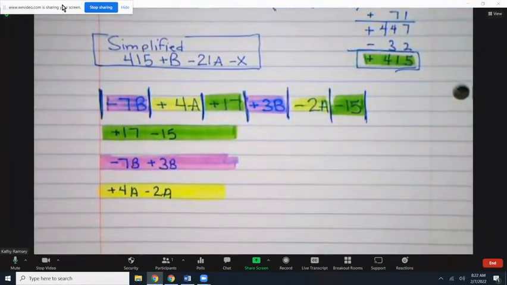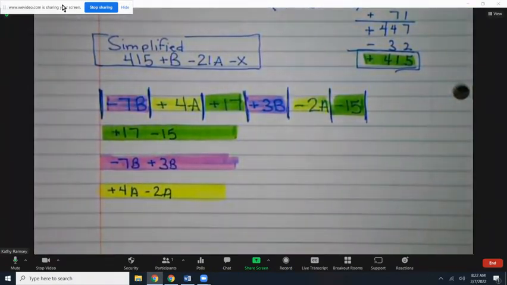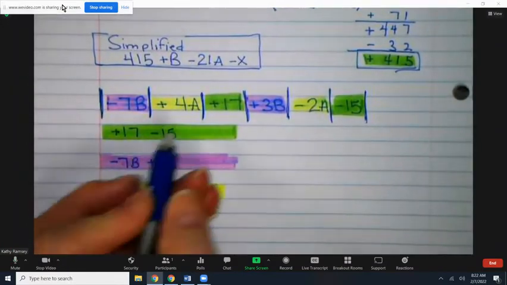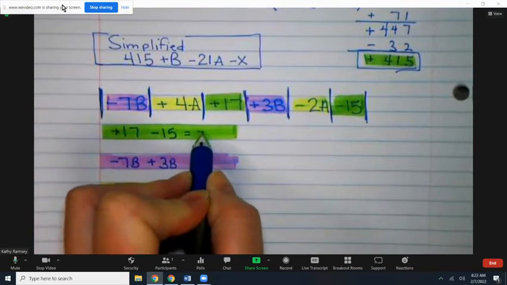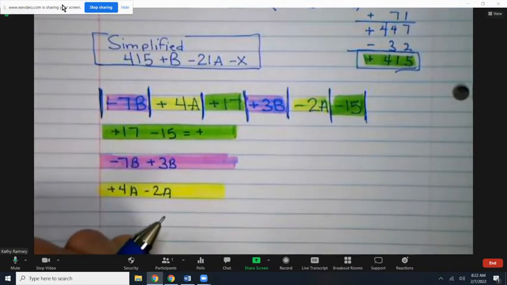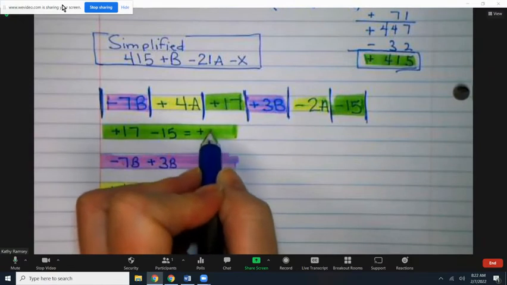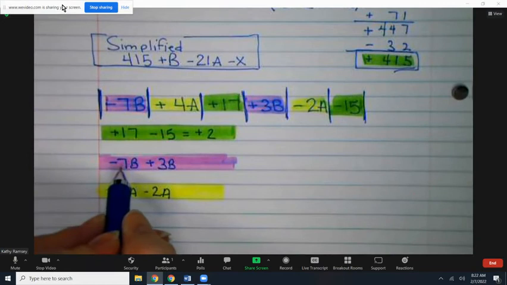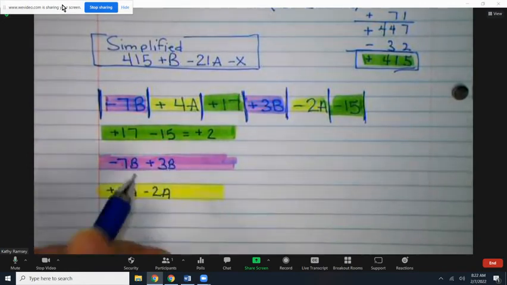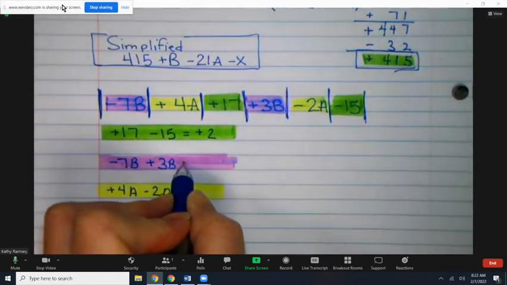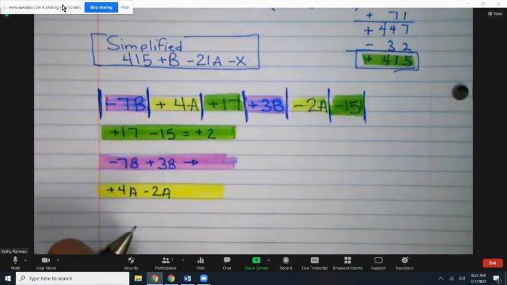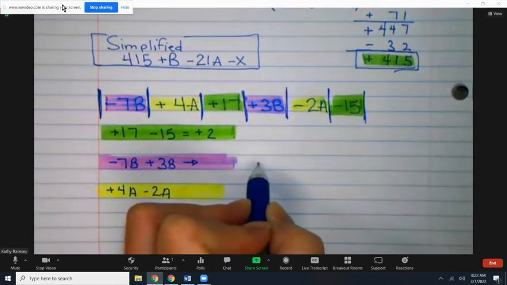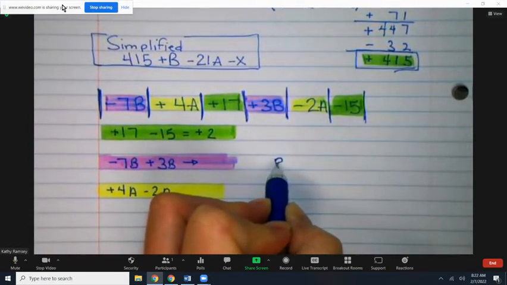All right, so each of these is now a quick problem. Positive 17 and negative 15. 17 is larger, so we keep the sign of the 17 and we subtract, so that gives us a positive 2. Negative 7b and positive 3b. Okay, here's what you need to know. The b is just b. So we're going to have b over here.